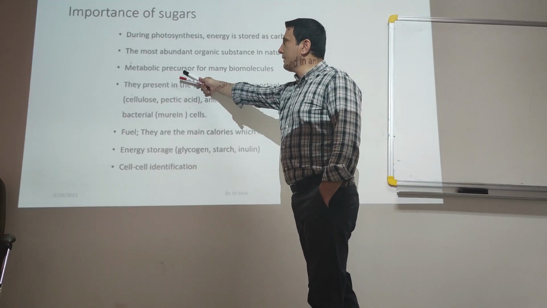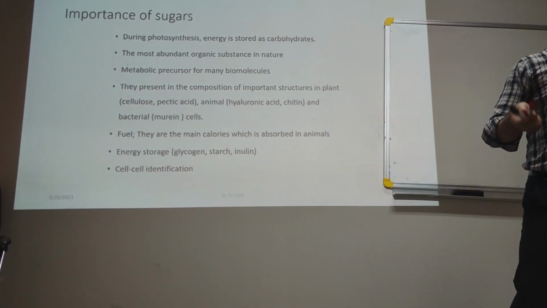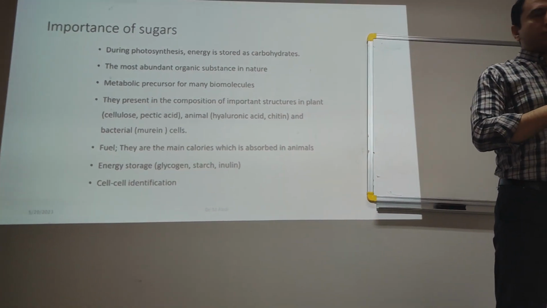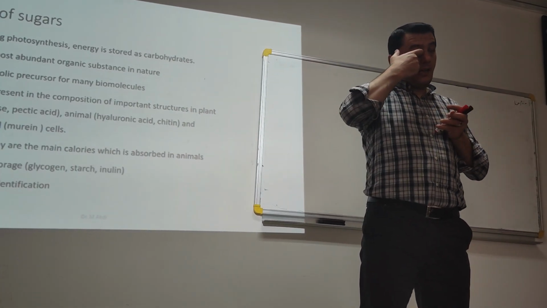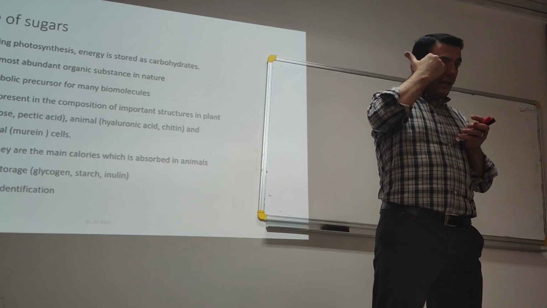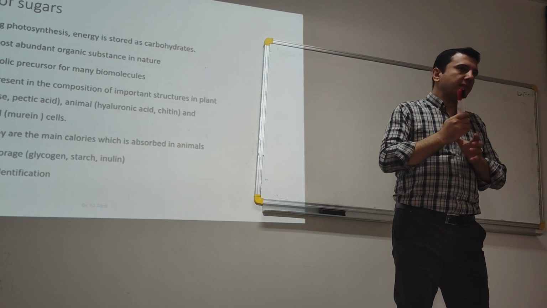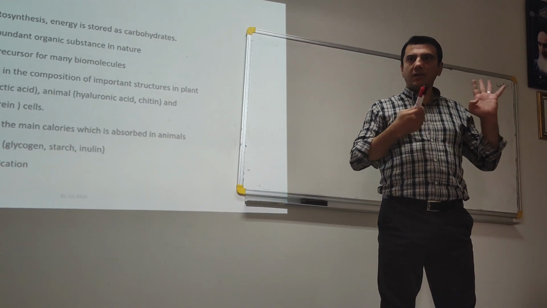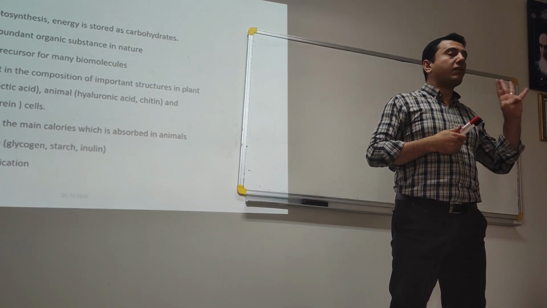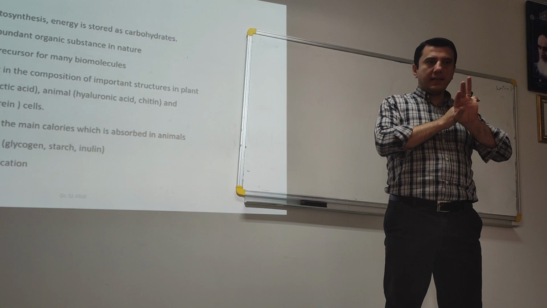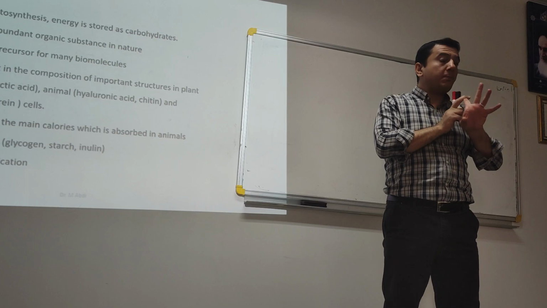Carbohydrates are precursors for many biomolecules, so we can use carbohydrates to produce proteins, lipids, and also nucleic acids, the other three main biomolecules in our body. What are the main biomolecules in the body? In our cells, we have 4 macromolecules: carbohydrates, proteins, nucleic acids, and lipids.